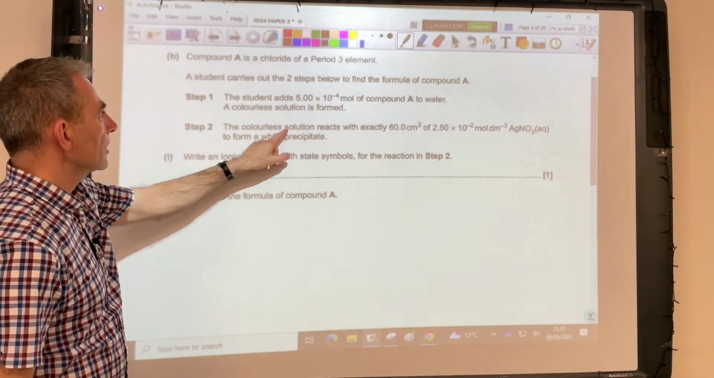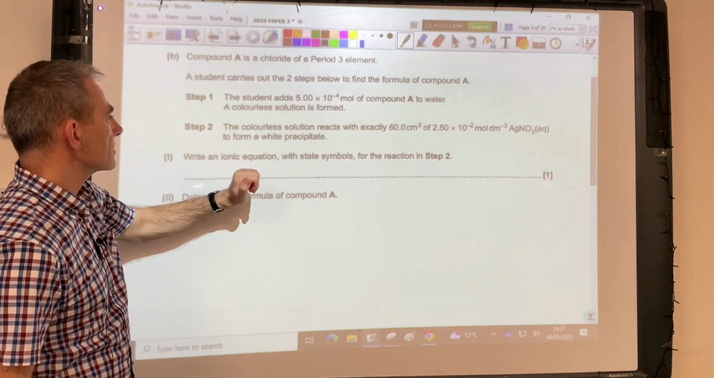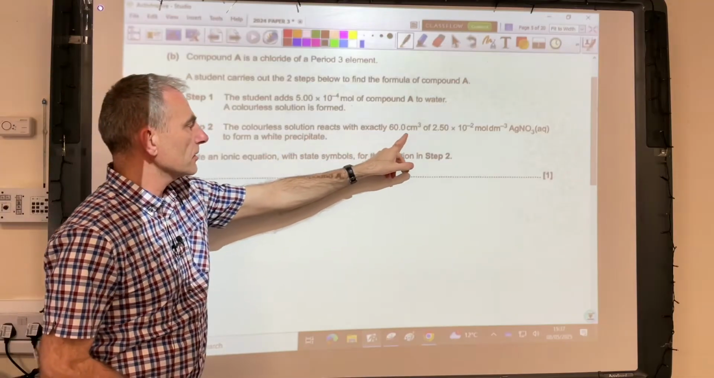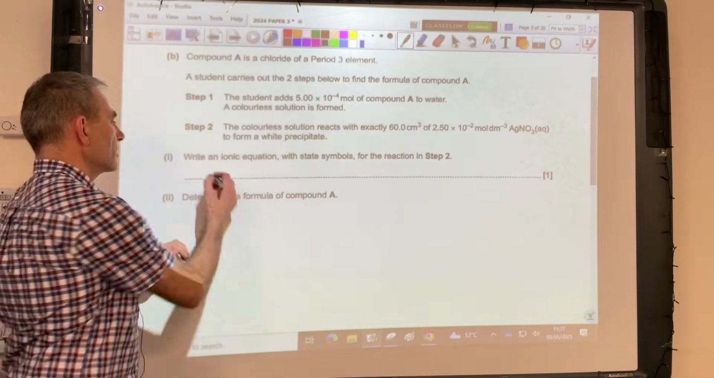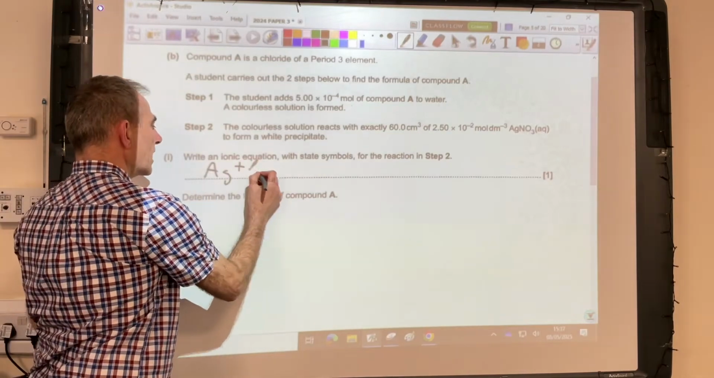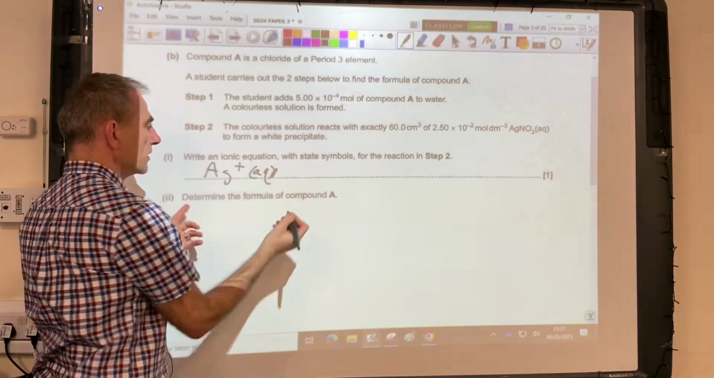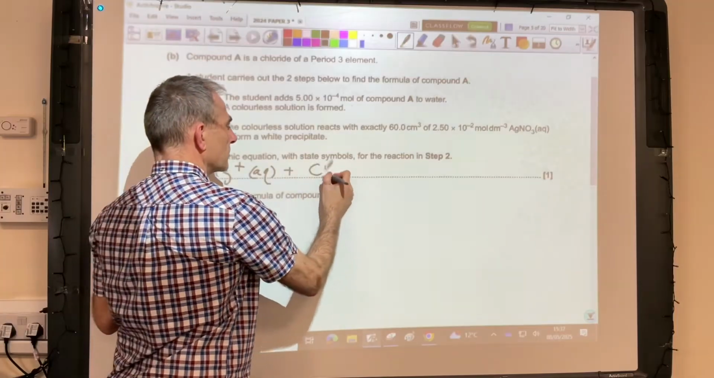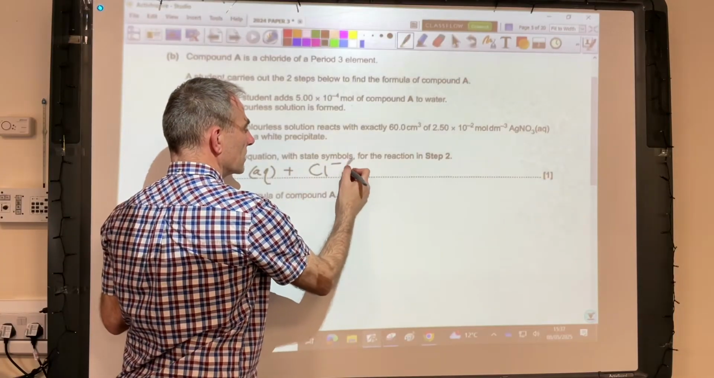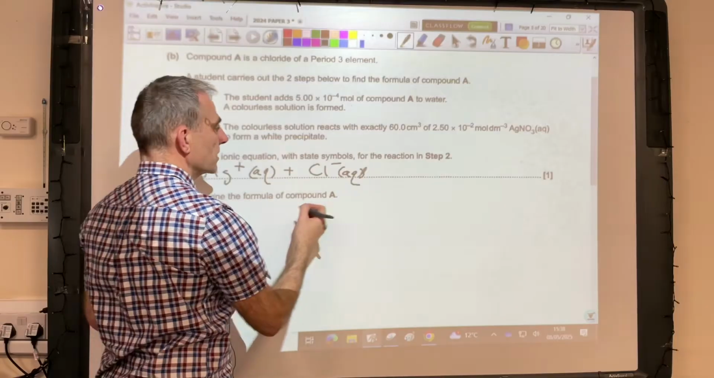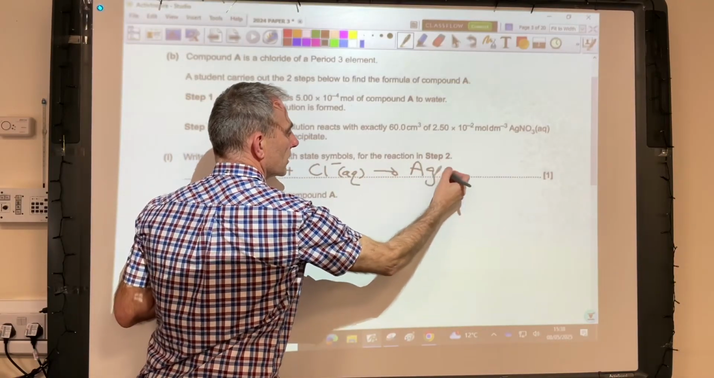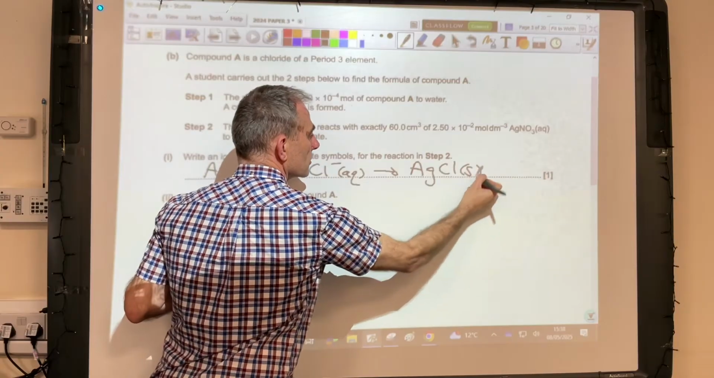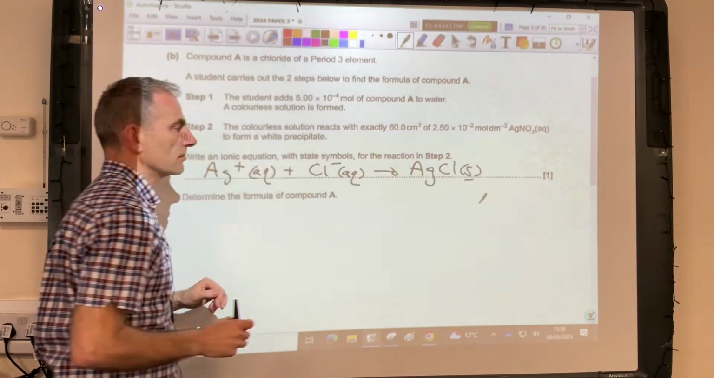Colourless solution. There's chloride ions, remember, in this. Reacts exactly with this amount of silver nitrate solution to form a white precipitate. So the aqueous silver ions from the silver nitrate solution have reacted with the aqueous chloride ions from compound A solution, and that's made that white precipitate of silver chloride. So that would have a solid state symbol.